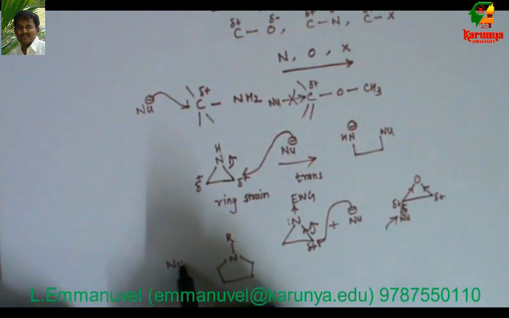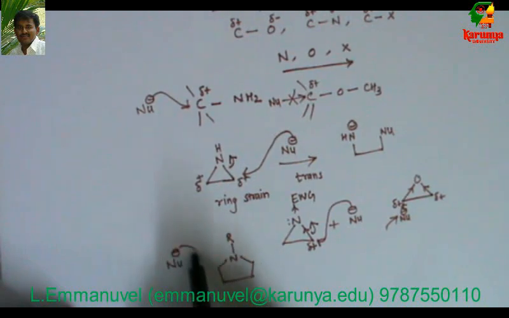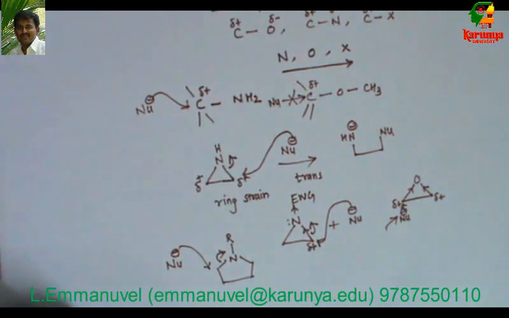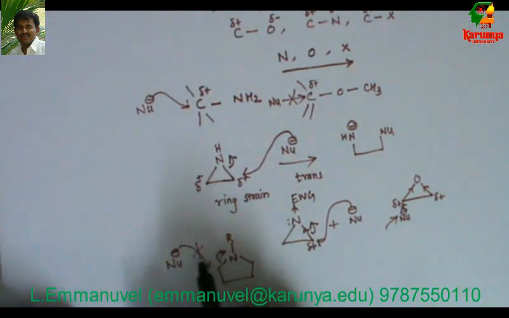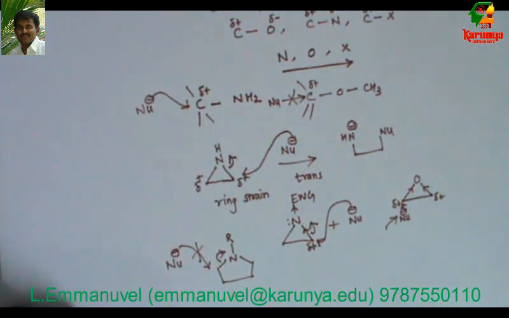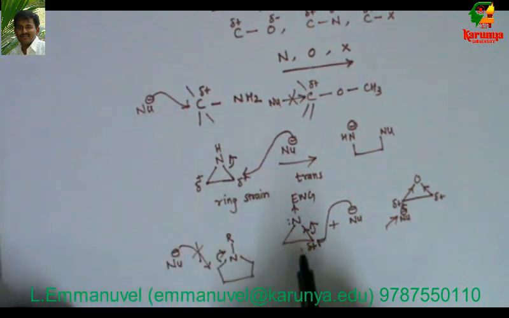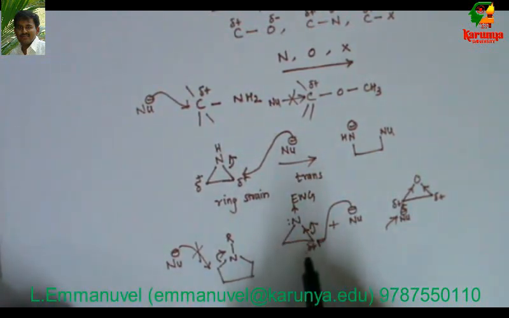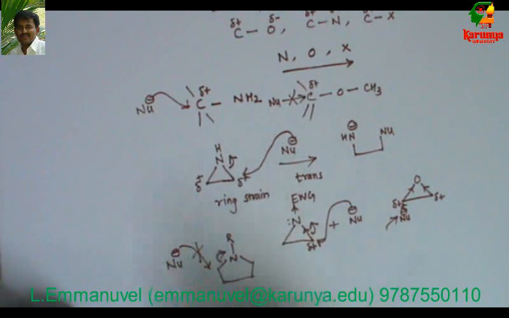Now, will the nucleophile attack here and open up this ring? No. So the reaction will not take place. Here, in a 3-member ring, there will be more ring strain. But in this case there is no ring strain, so the reaction will not take place. So this reaction is not only because of the electron withdrawing character of nitrogen, but also because of the ring strain.